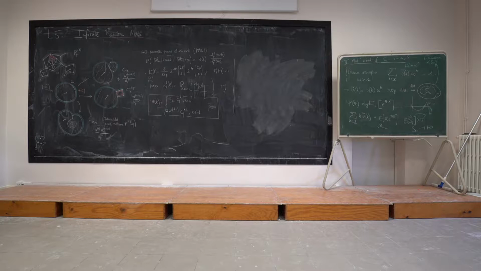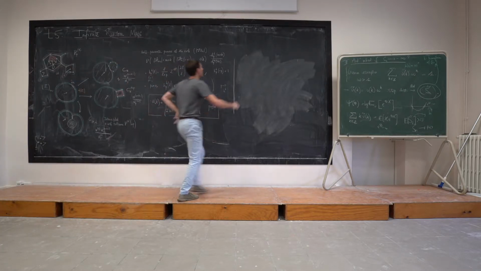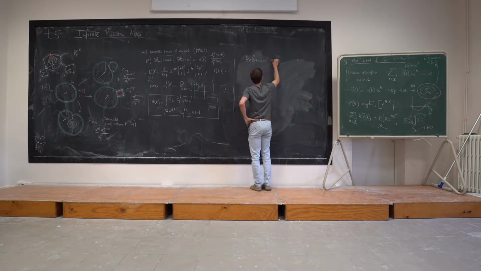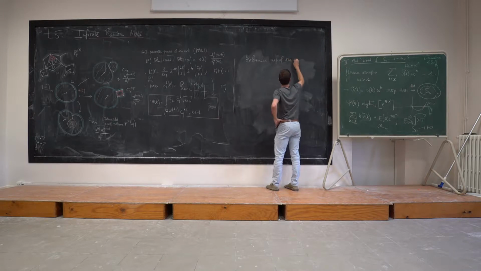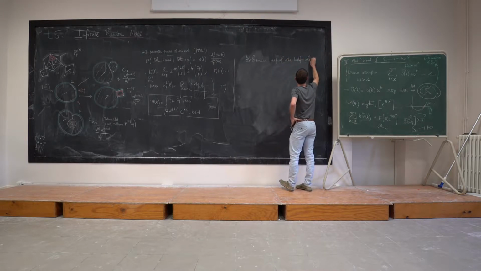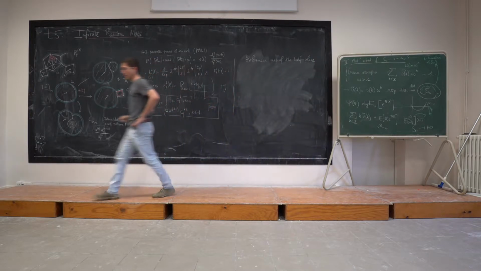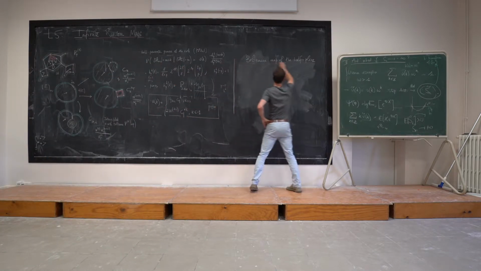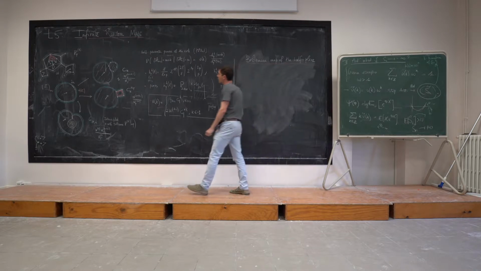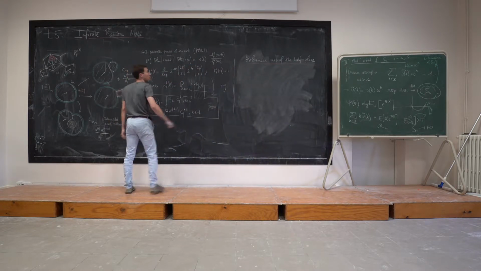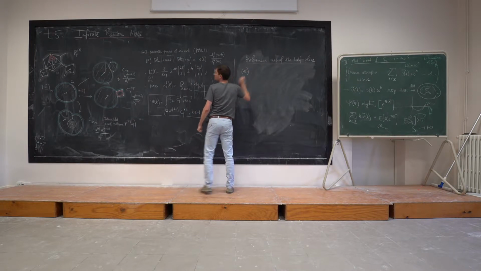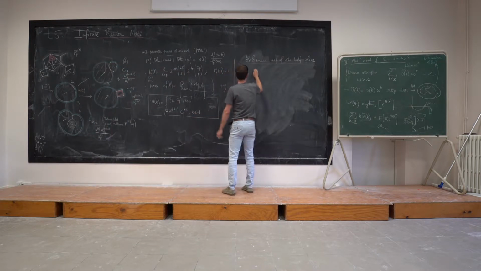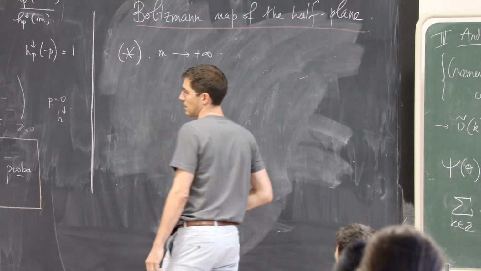No? Okay, so let's see how to construct the Boltzmann map of the half plane. As I said yesterday, this guy will be obtained from this picture. So we take this picture there, but we let M go to plus infinity. So what does that mean?